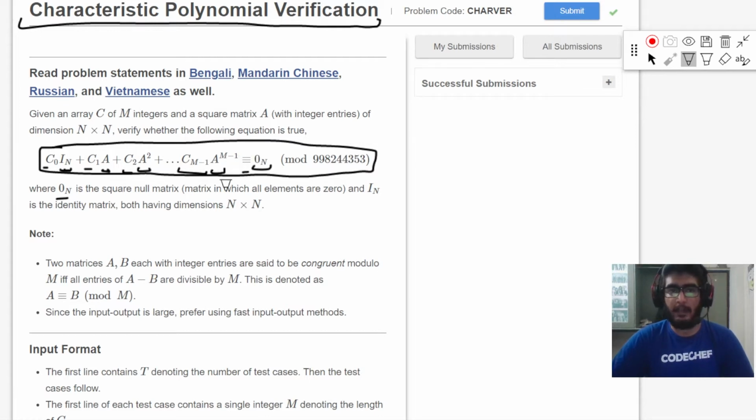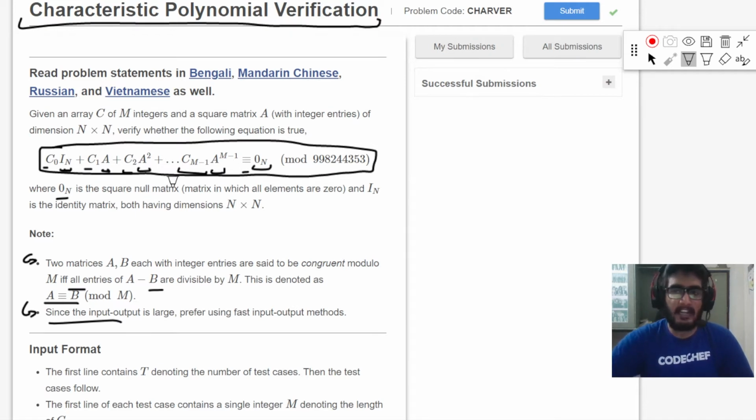What does it mean by these two matrices being congruent? Two matrices A and B with integer entries are said to be congruent modulo m if all entries of A minus B are divisible by m. This is denoted by A congruent to B modulo m. And the second note here: since our input output is large, prefer using fast input output methods.